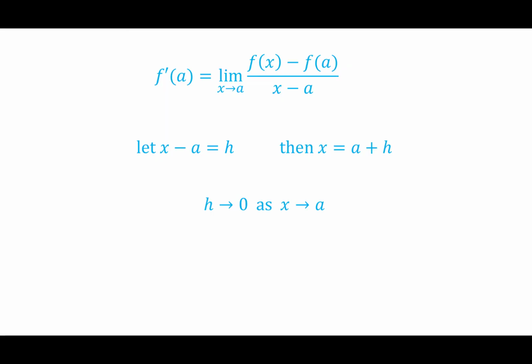And so plugging in the substitution, plugging in h for the denominator and a plus h in for x in the numerator, and h approaching 0 instead of x approaching a, we have this other form, which also gives us the derivative evaluated at a.